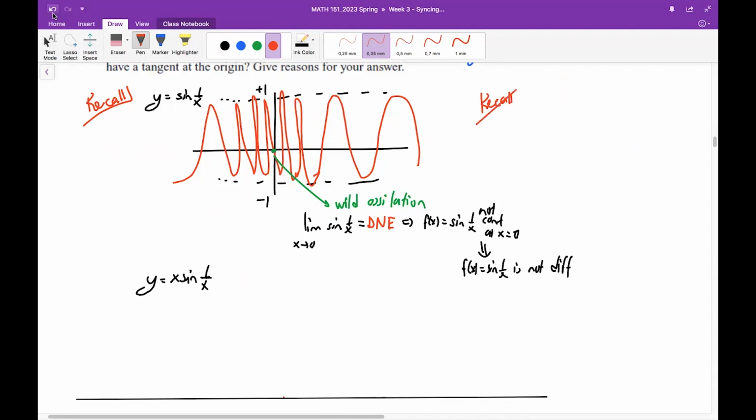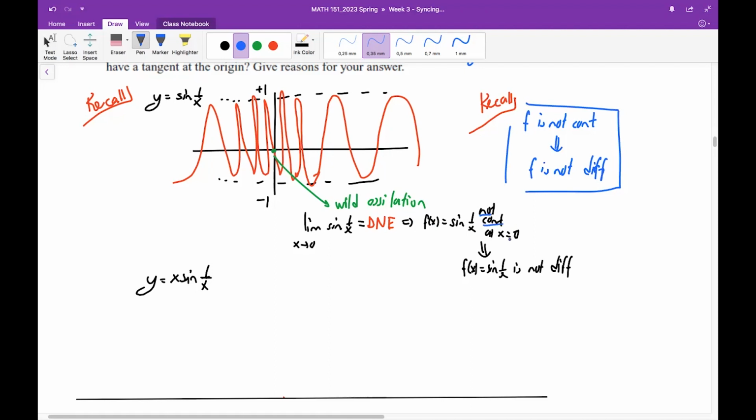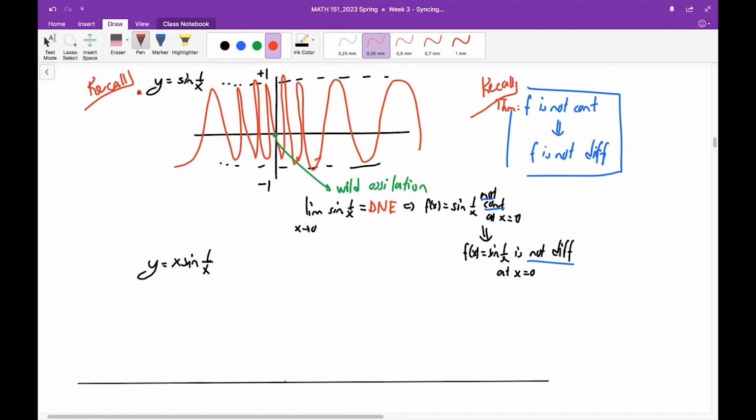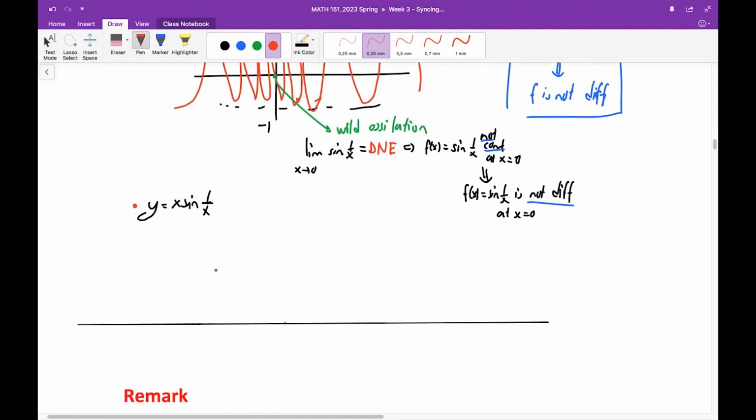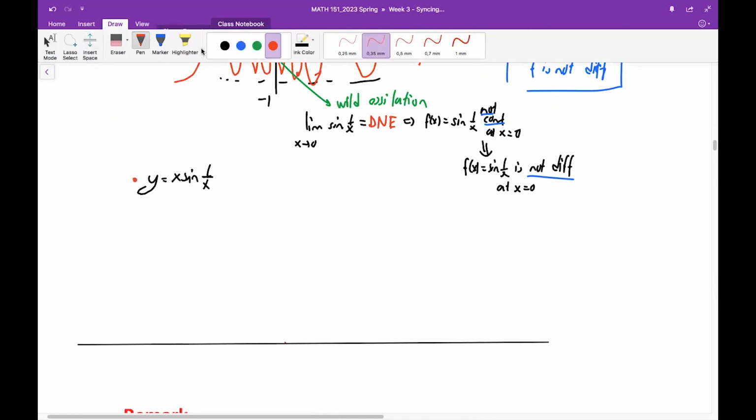Recall, this is a very useful theorem telling us that if your function is not continuous, then you can directly conclude that it is not differentiable. This is a very useful theorem. So here our function is not continuous, so directly it is not differentiable at the given point, the origin. By the way, this is a theorem. So let's make our function a bit more complicated by multiplying with x.